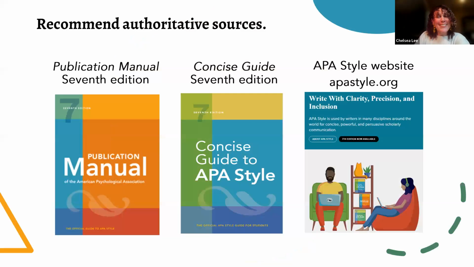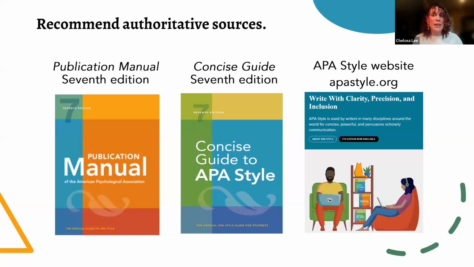We recommend that you recommend authoritative sources. There's lots of information about APA style out on the internet, and some of it comes from APA, the American Psychological Association. That's us, and we want you to use our stuff. The publication manual is the style manual that has everything in it for professionals.